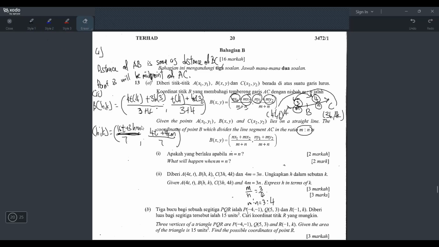Okay, so actually it shouldn't be 3h. It should be 3 times 3h, which is 9h, right? Plus this one will be 3 times 4k, which is 12k. Like this, baru betul. Okay, I want to find h in terms of k.